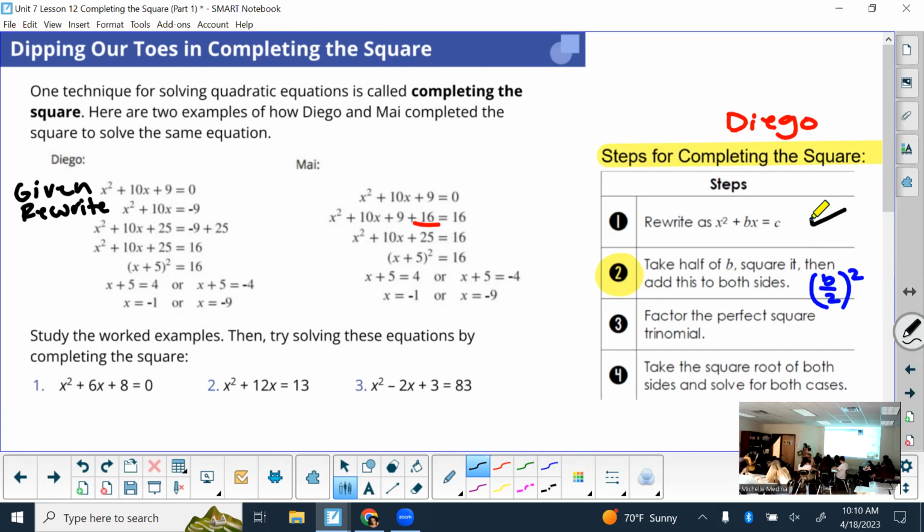And then whatever you do on one side. So that's why when you moved it, it became negative. So you still have to do your inverse operations. You can't just make it equal 9. It has to be subtracting 9 on the side.